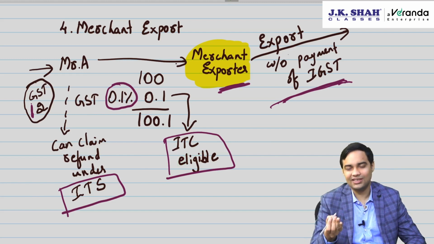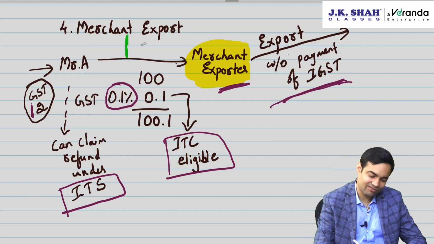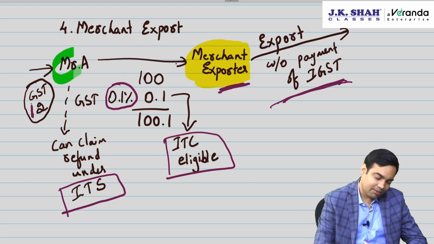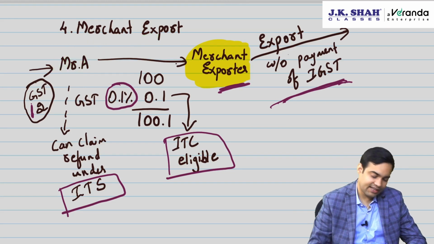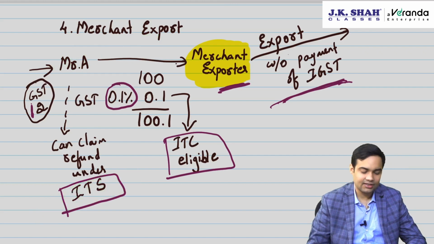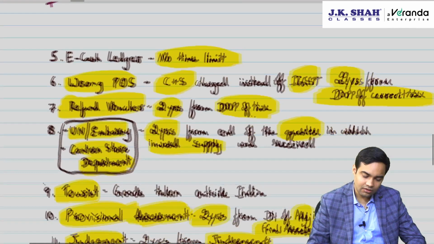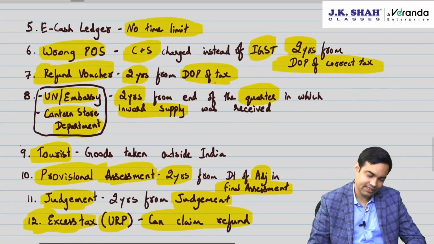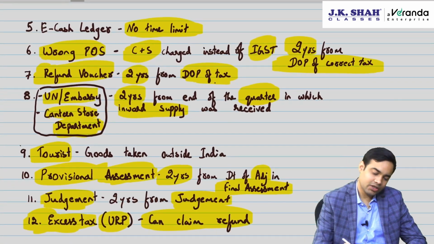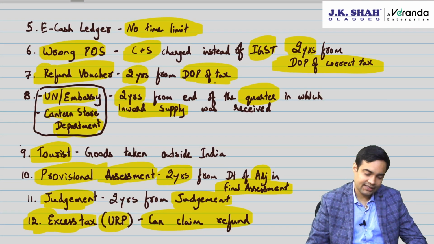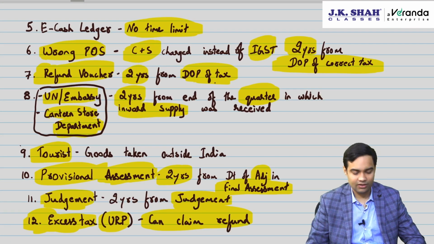Anyways, that was not the purpose. If he had to claim refund, he would have gone ahead and purchased at 18%. But the supplier to merchant exporter, he can claim refund under inverted tax structure because he pays tax at a lower rate on output. E-cash ledger, can you claim a refund? Yes, without any time limit. Wrong place of supply, allowed. 2 years from date of payment of correct tax. Refund voucher, 2 years from date of payment of tax.